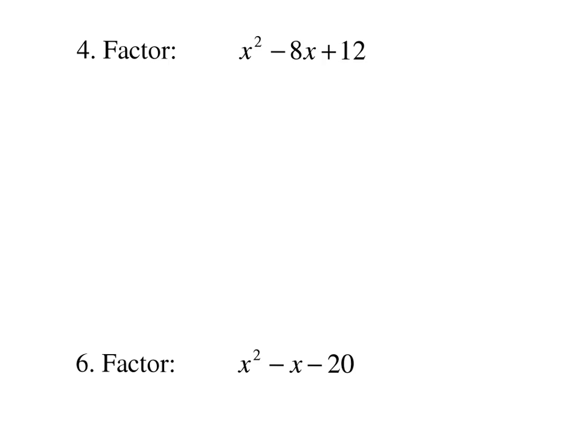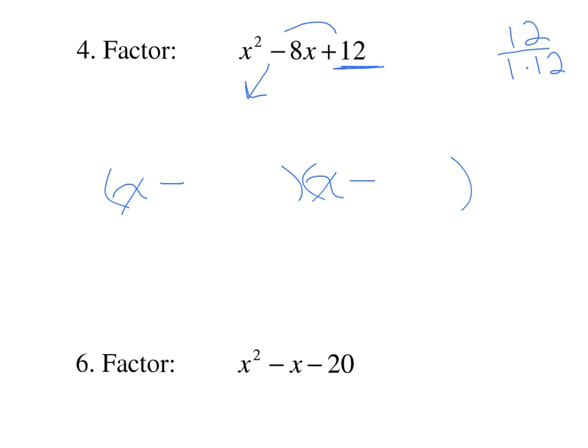Number 4. X squared factors to make x times x. Bring the first sign down. Multiply the two signs. Negative times positive makes negative. Same signs, meaning that we're going to find two numbers that multiply to make 12, but add to make 8. Well, there are a lot of numbers that multiply to make 12. Not a lot, but some. 1 times 12, 2 times 6, 3 times 4. Which ones add to make 8? That would be 2 times 6. And write the biggest one first. So we have x minus 6 times x minus 2.